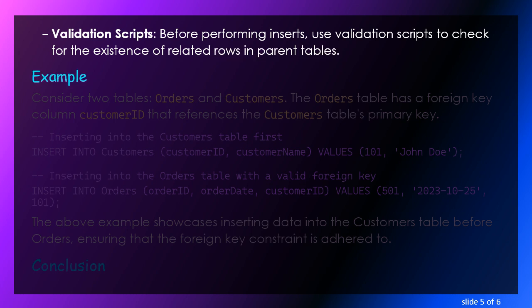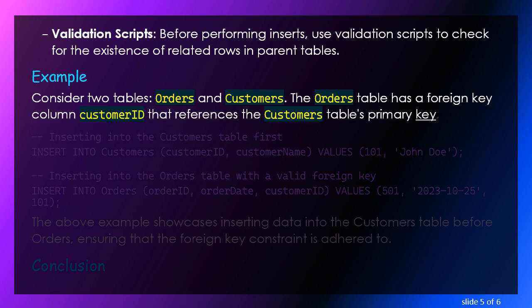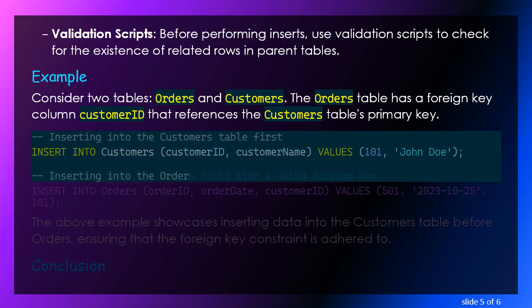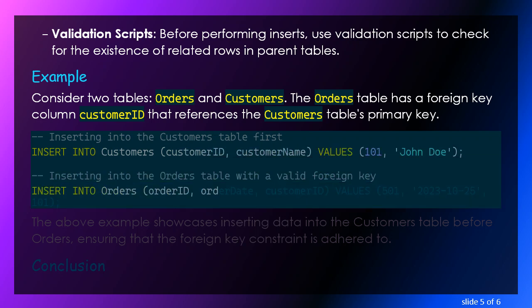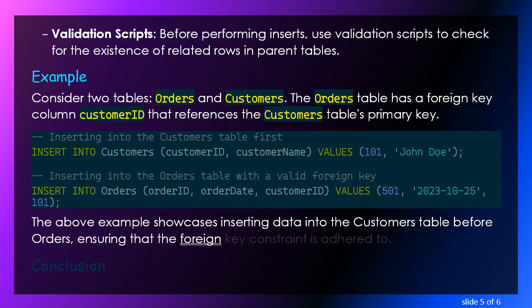Example. Consider two tables, orders and customers. The orders table has a foreign key column customer ID that references the customers table's primary key. The above example showcases inserting data into the customers table before orders, ensuring that the foreign key constraint is adhered to. Conclusion.